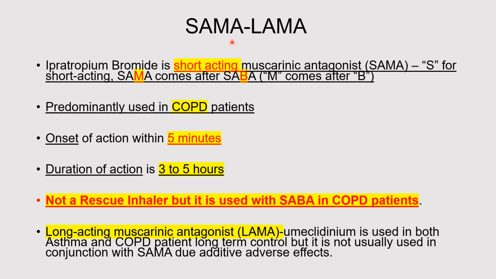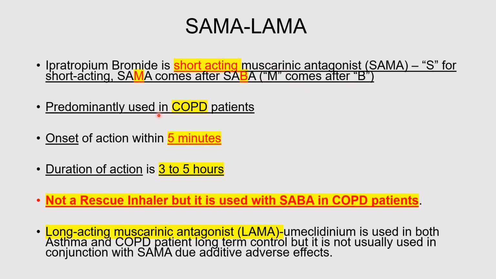So what is SAMA? What is LAMA? SAMA is the short-acting muscarinic antagonist. Short-acting means the onset of action is within 5 minutes and the duration is about 3 to 5 hours. Whenever we talk about administration of SAMA, it is given after the SABA. The way to remember is that A comes after B, so you give the SABA first, and then the SAMA.